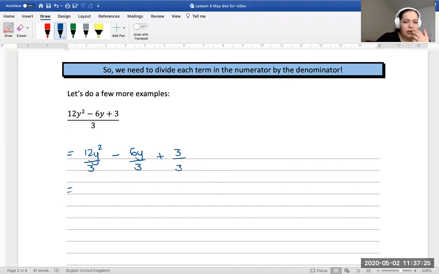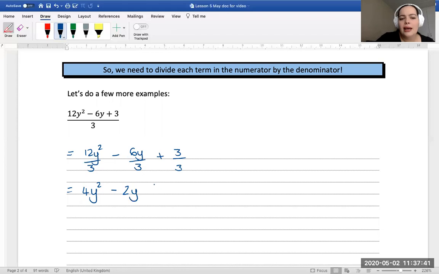Does 3 go into 12? I'm hoping you said yes, ma'am. It goes in 4 times. So we've got 4, and then our variables get left as they are. Then we put down our negative and we say 6 divided by 3, and hope you're all yelling 2.